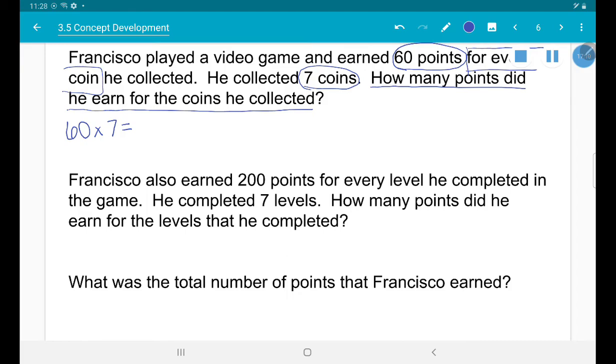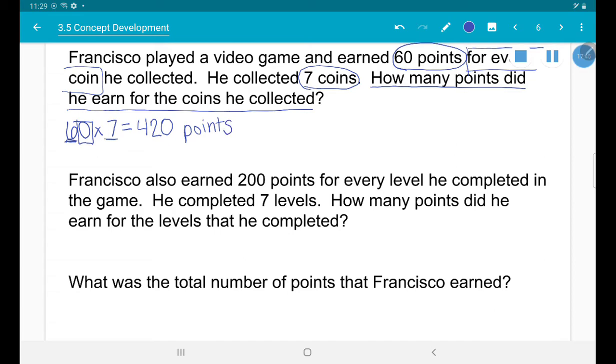So let's think about what we've learned. We're going to multiply 6 times 7. 6 times 7 is 42. And we have 1 zero. I'm going to add my 0 at the end. So Francisco earned 420 points for the coins he collected.